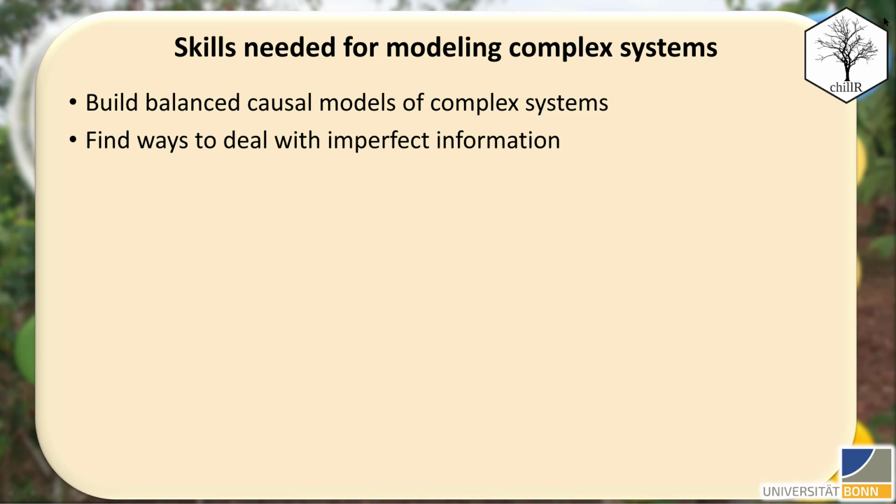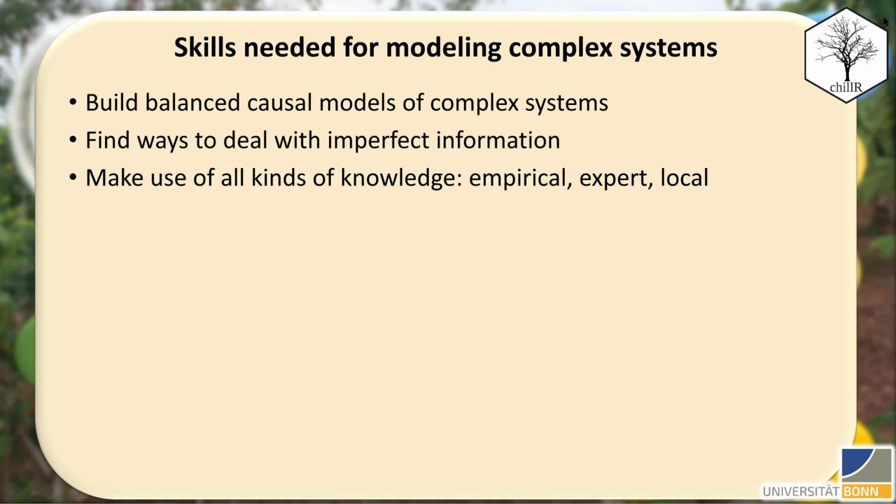We have to find ways to deal with imperfect information. Sometimes we don't have data for things, or we have data maybe, but we don't really trust it very much. We should try and make use of all kinds of knowledge. There's the hard data we collect. There's the empirical data. But there's also expert knowledge and there's local knowledge. And all of this has value. And probably if we want to understand a system, we're well advised to really look at all of these sources.